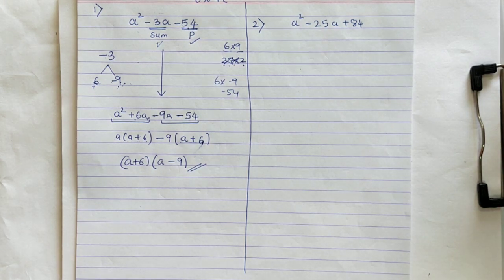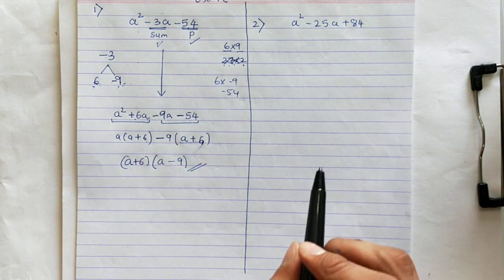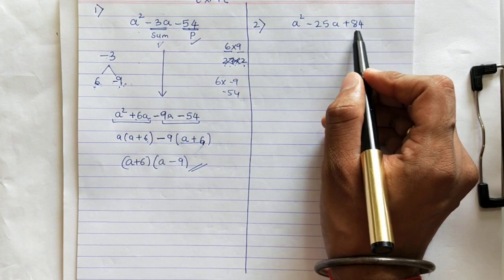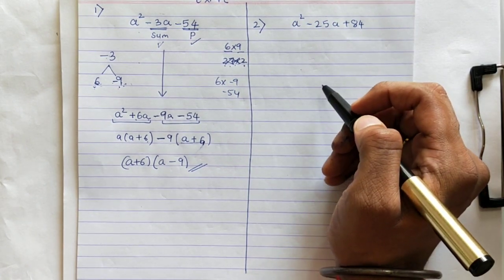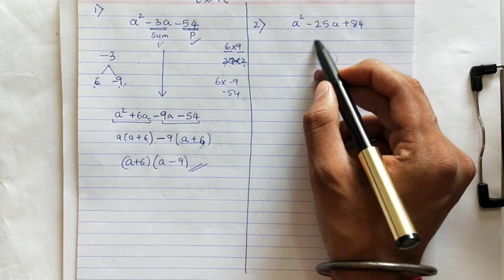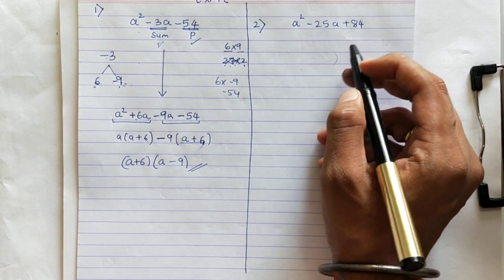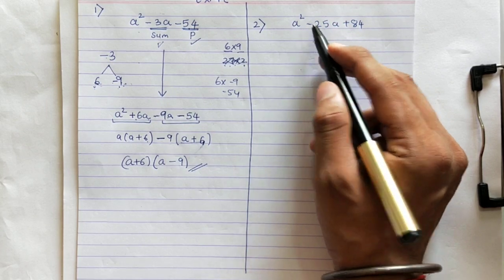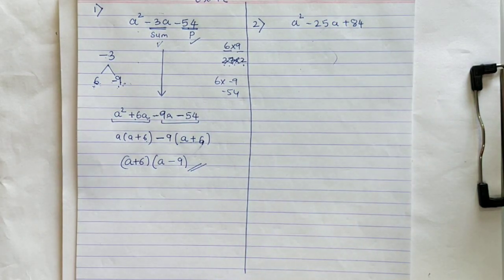I have a square minus 25a plus 84. Again, I want two numbers. When I multiply them, I should get 84, and when I split this 25 and add those two numbers, I should get minus 25.